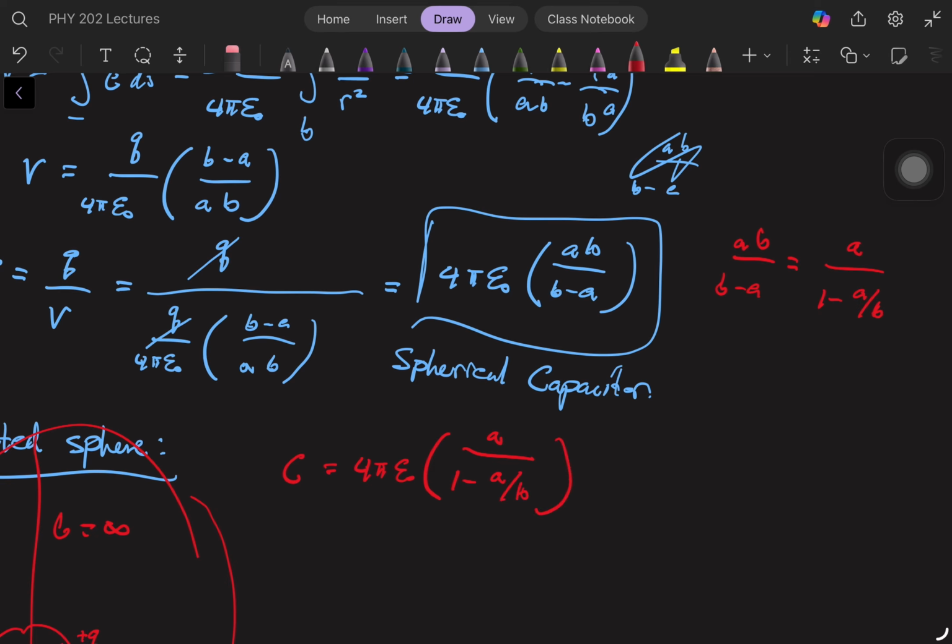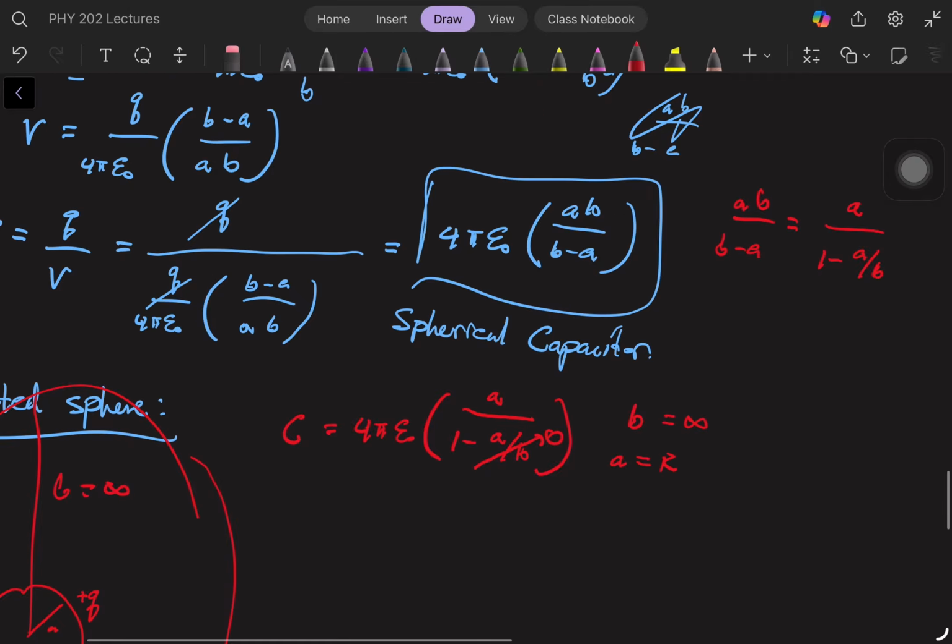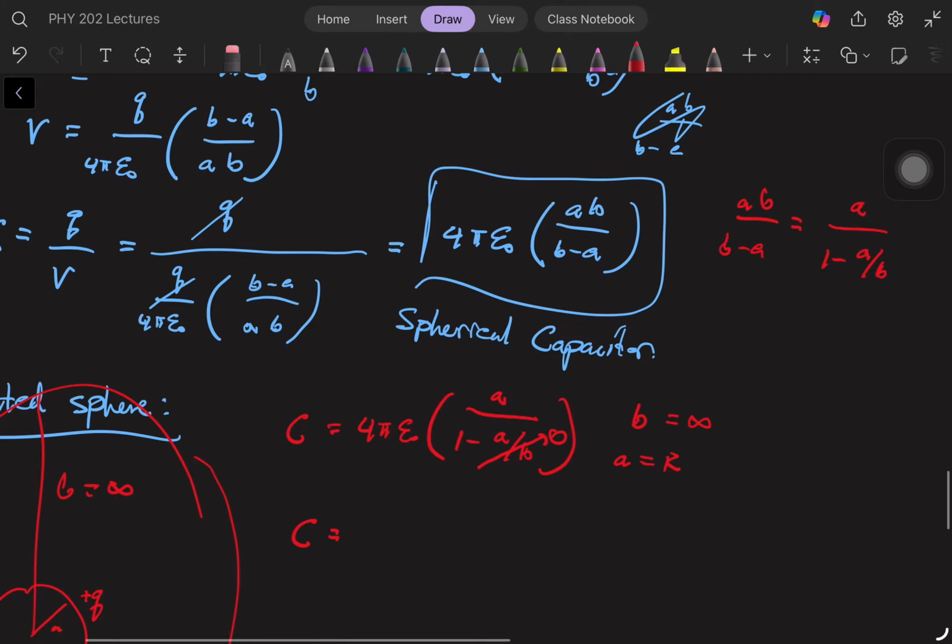Right, and why is this useful? Because we said B is going to be infinity, and so A over B goes to 0. And then we also said A is equal to R. And so we get the capacitance is 4 pi epsilon naught R for an isolated sphere.